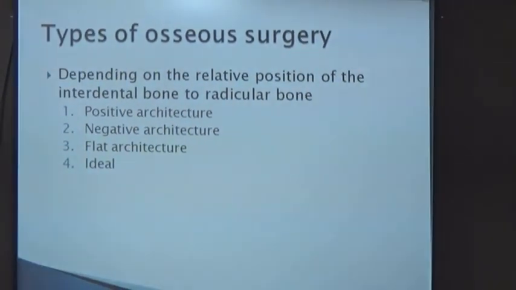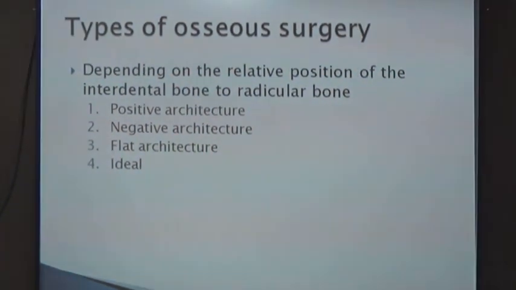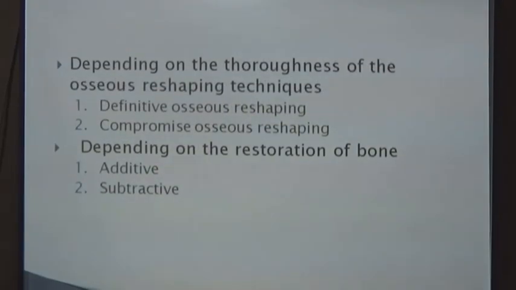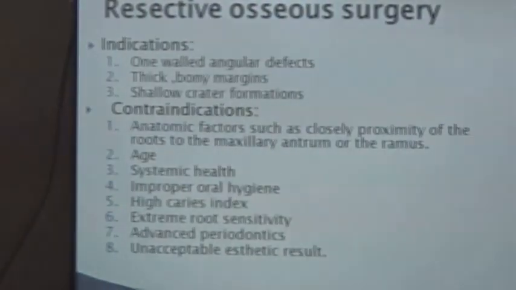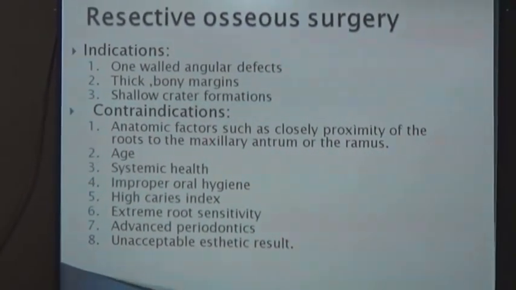Now, positive architecture, negative architecture, flat architecture and ideal. All these are different surgeries, depending on the thoroughness of the osseous reshaping: definitive osseous reshaping, compromise osseous reshaping, depending upon the restoration, additive or subtractive. These all depend upon resective osseous surgery, when we do resection.